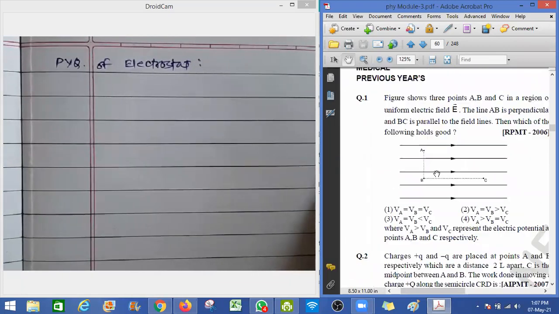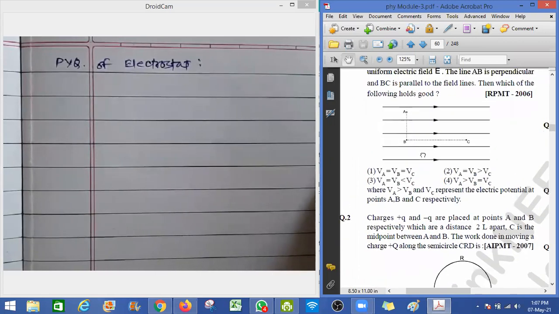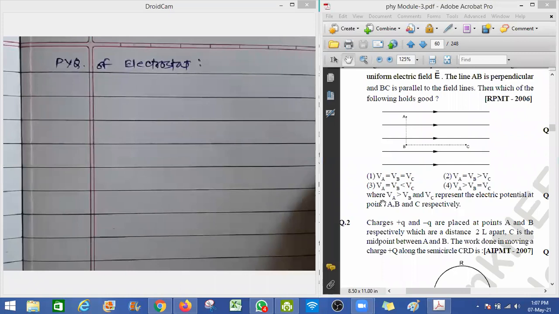Fine. So what they are asking, which one of the following holds good? These are the options. Which option is the correct one? That we have to find out. Now very simple thing. Always remember that electric lines of force always point from higher potential to lower potential. So it is very much obvious that the potential at point B will be higher than the potential at point C.